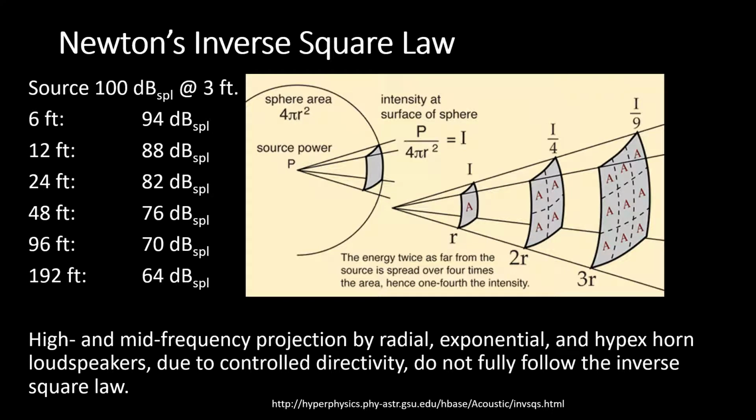And if you remember, we're just looking at one small section of this sphere. And if we have a sound source that at 3 feet is 100 decibels, every time we double the distance, we drop by 6 decibels. So at 6 feet, we'd be at 94. 12 feet, we'd be at 88. 24 feet, 82. 48, 76. 96, 70. And 192, 64 decibels, dB sound pressure level, dBSPL.